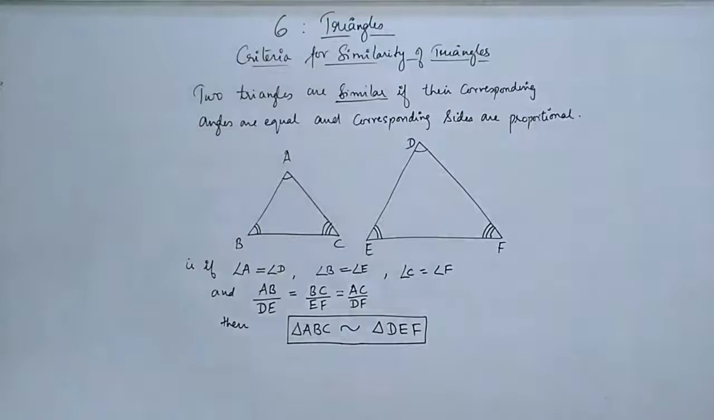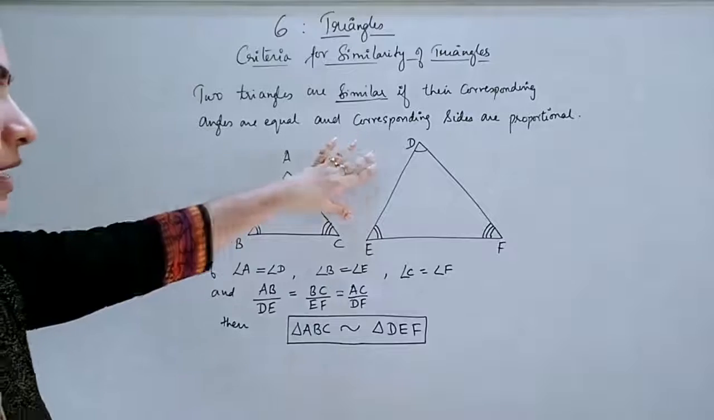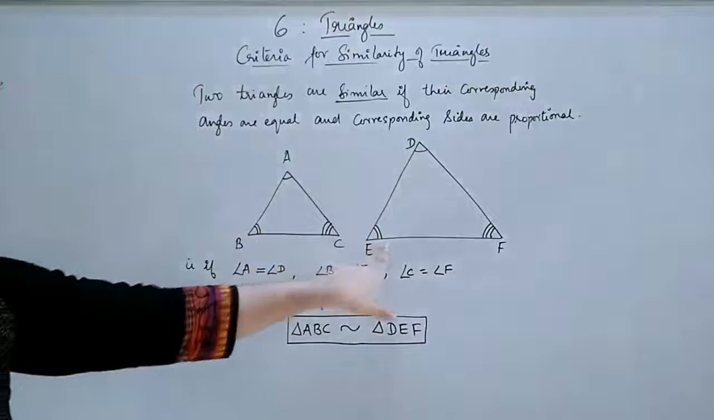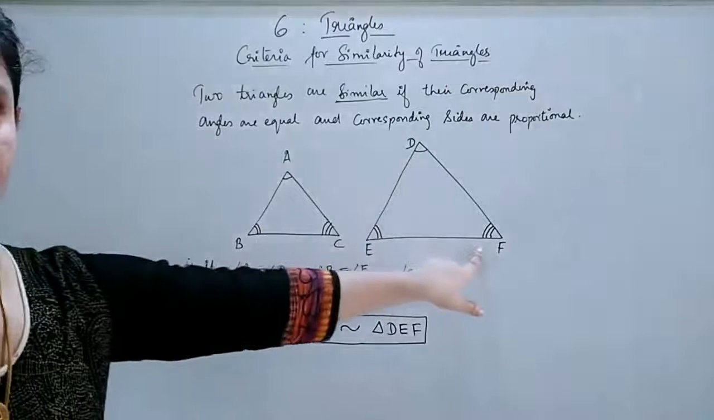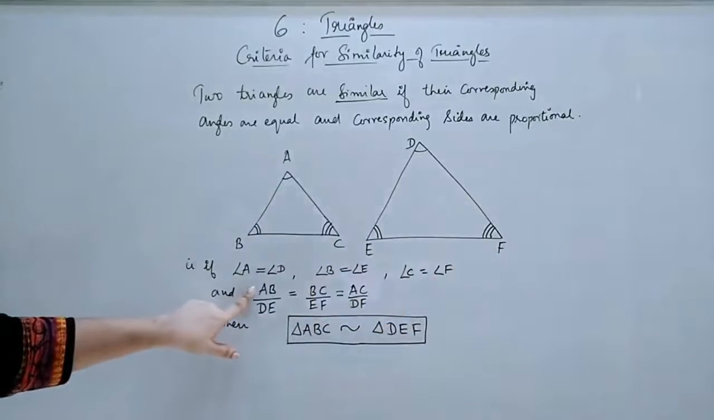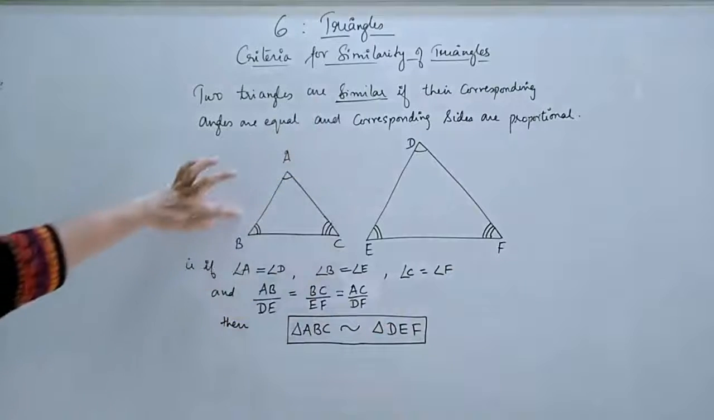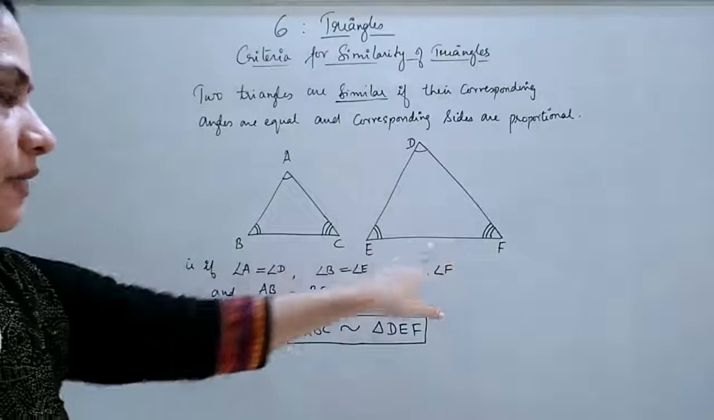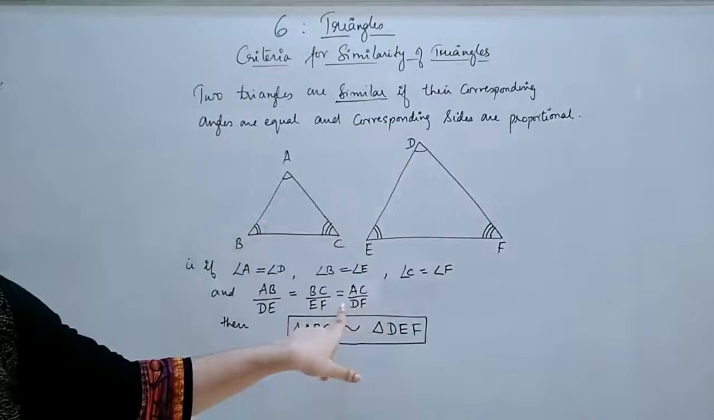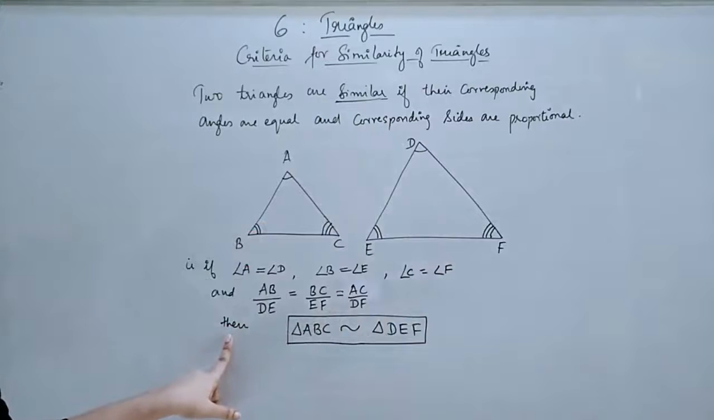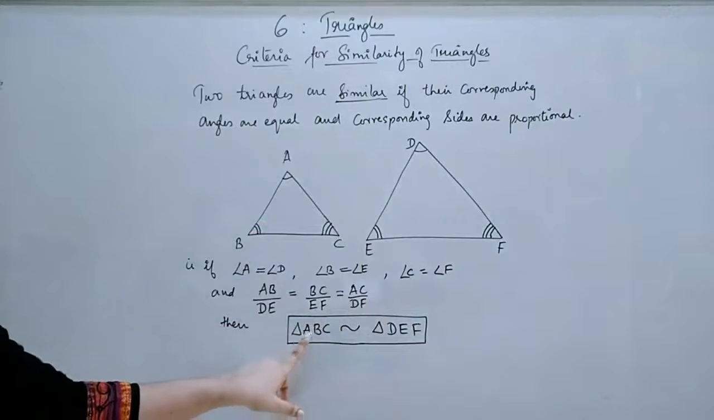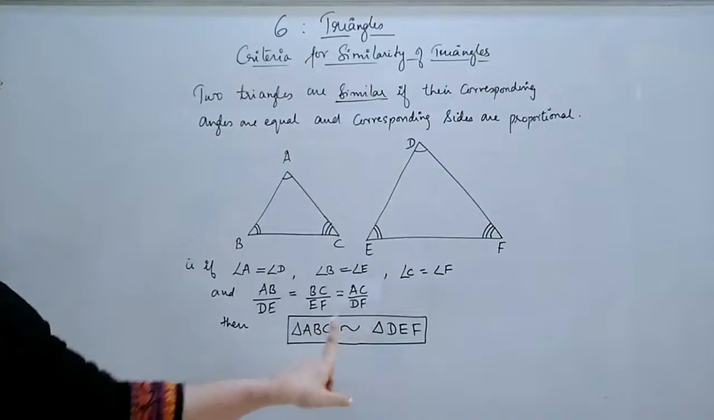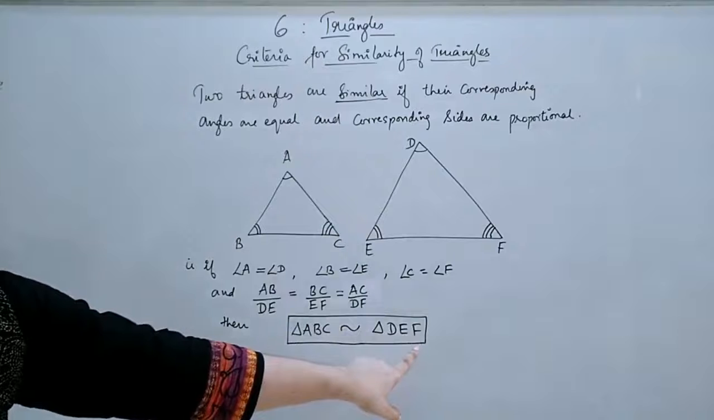That means I have taken two triangles ABC and DEF. If angle A is equal to angle D, angle B is equal to angle E, and angle C is equal to angle F, and if the corresponding sides are proportional, that means AB divided by DE is equal to BC by EF equal to AC by DF, then we can say that the two triangles are similar. That is, triangle ABC is similar to, this is the notation used for similar, triangle DEF.